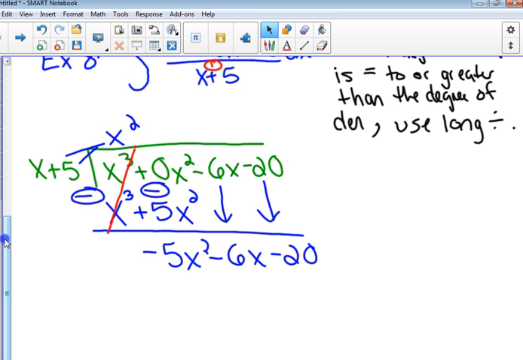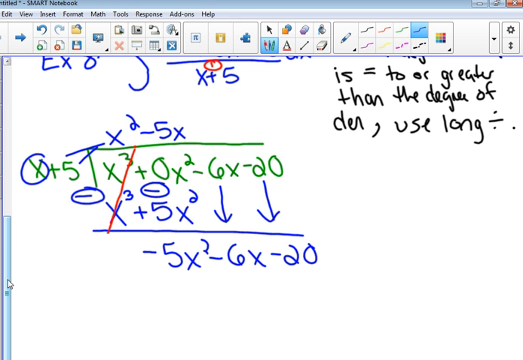So we want to think, okay, x times what will give you negative 5x? Good. Because that will give you negative 5x squared. Do you kind of remember this stuff a little bit? I know, it's been a long time.